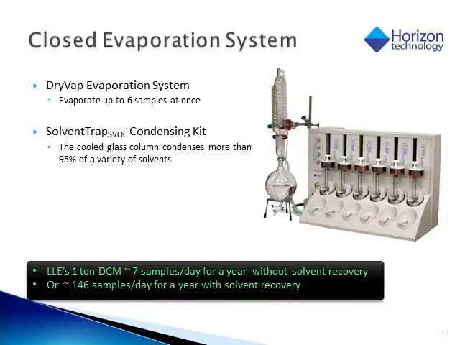Let's consider a closed evaporation system. The DryVap evaporation system evaporates up to 6 200 milliliter samples at once. With the SolventTrap SVOC condensing kit incorporated with the unit, the cooled glass column condenses more than 95% of a variety of solvents. If this is applied to liquid-liquid extraction, the 1 ton limit where solvent wasn't recovered for DCM translates into about 7 samples per day for a year. Or with the solvent recovery system, as shown here, about 146 samples per day for a year would be achieved when reaching the 1 ton limit.